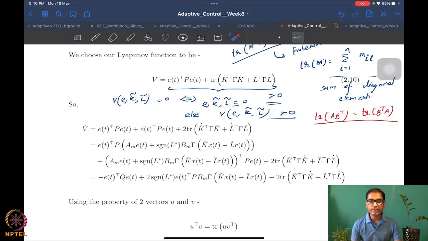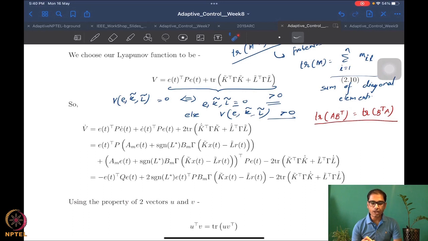Now let's take the derivative, just like we do. Let's diligently take the derivative and plug in the closed loop dynamics. So we are yet to choose, of course, the update laws for the K tildes and the L tildes, and that is really what we are trying to do with this Lyapunov analysis. Okay. Great. So V dot.